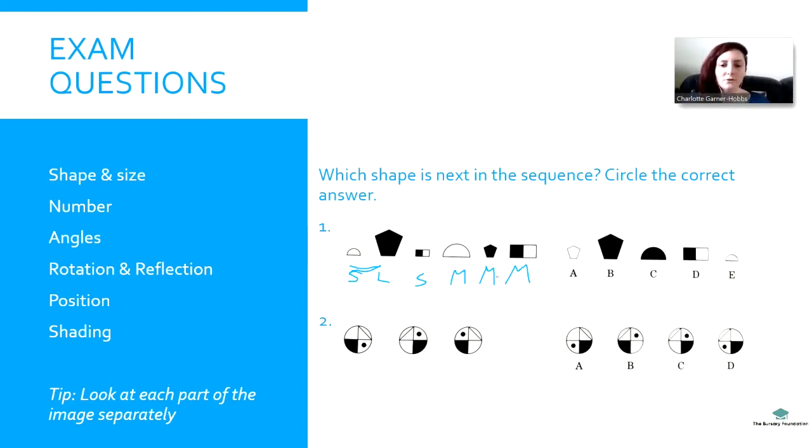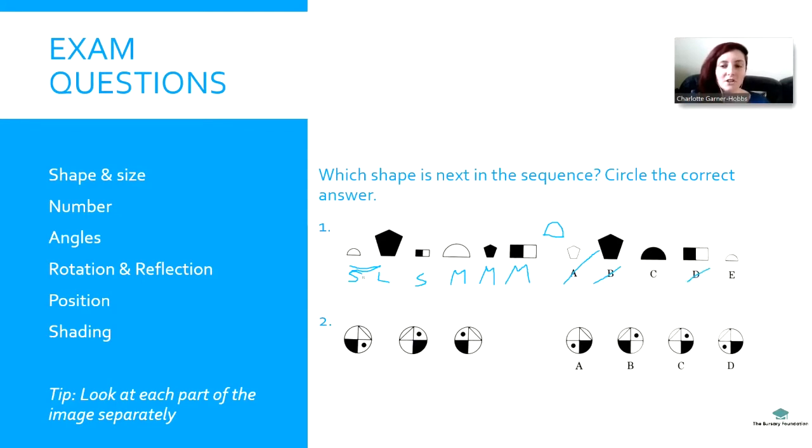So where could we see some differences and similarities in the shapes? Well, I can see that actually the type of shape changes. So I've got a semicircle, a pentagon, a rectangle, then another semicircle, a pentagon, a rectangle. This must mean then that I've got a semicircle as my final shape here, because we keep repeating that 3-part pattern, meaning I can get rid of A, B, and D really easily.